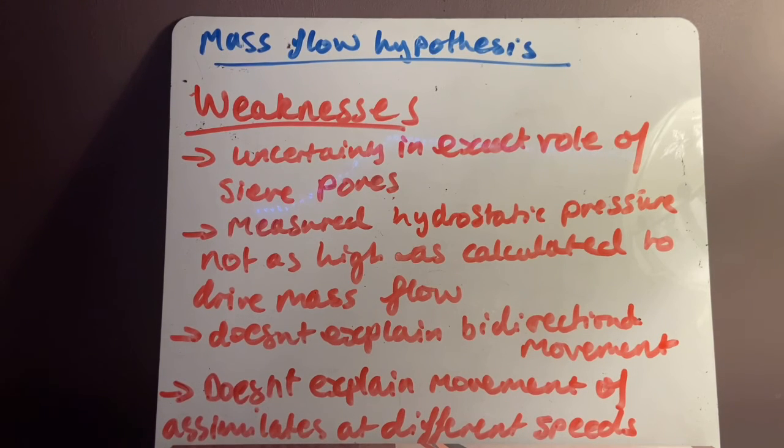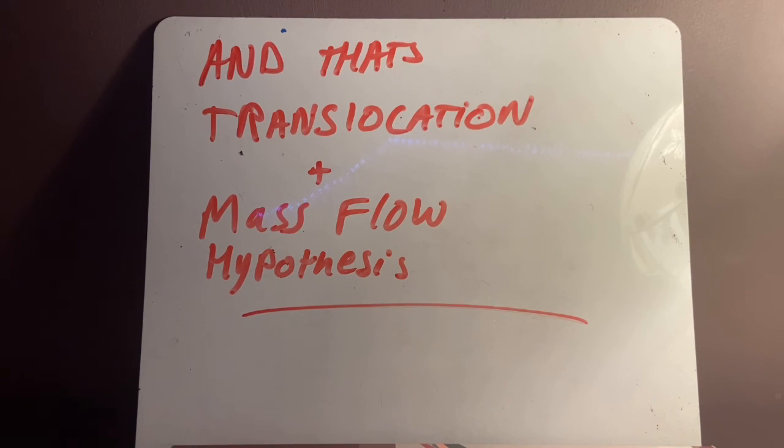However, the weaknesses are that there's uncertainty in the exact role of sieve pores. It was considered essential for them to have a role. The measured hydrostatic pressure is not as high as calculated to drive mass flow, and it doesn't explain why there's bidirectional movement of assimilates in the sieve tube, and it doesn't explain the movement of assimilates at different speeds in the sieve tube. And that's translocation and the mass flow hypothesis.